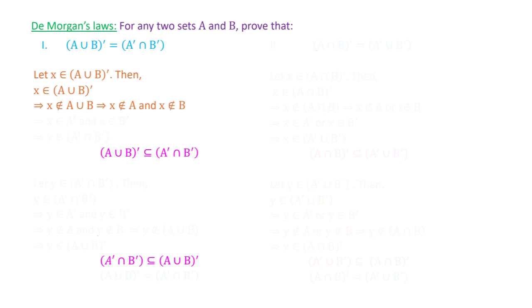So X does not belong to A. If X does not belong to A, it means that X belongs to A complement. If X does not belong to B, it means X belongs to B complement. And we have AND over here. For this AND, we can replace it with intersection, and we can write it in this form that X belongs to A complement intersection B complement.